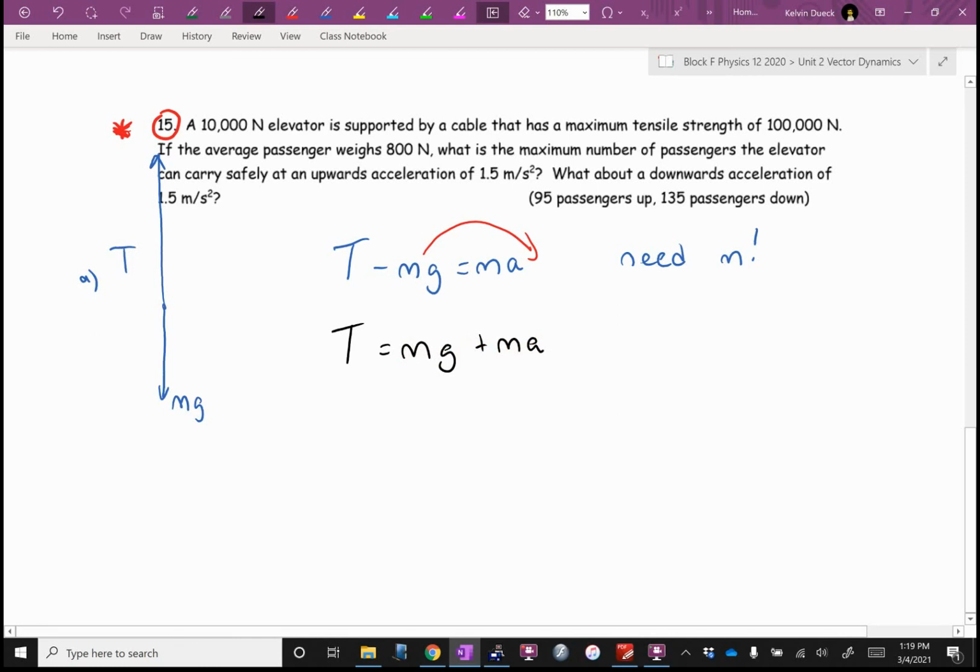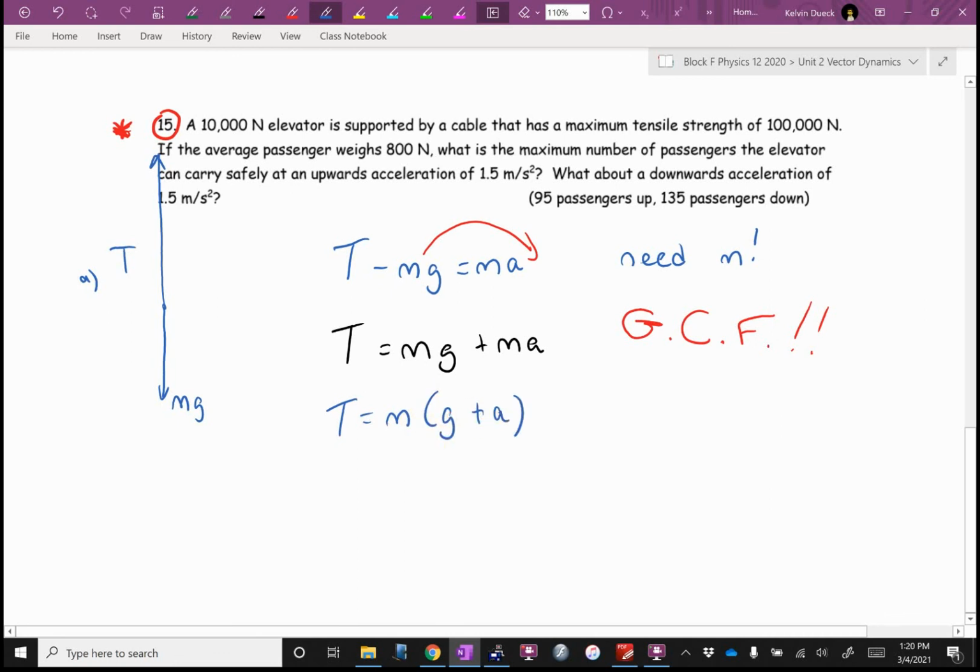I don't care. How many m's do I have? 2. How many would I prefer? 1. You know, it would be really cool if there was a grade 9 mathematical operation that I could pull out of my back pocket and convert this from 2 mg's into 1 mg. There is. I can write this as T equals m bracket g plus a.